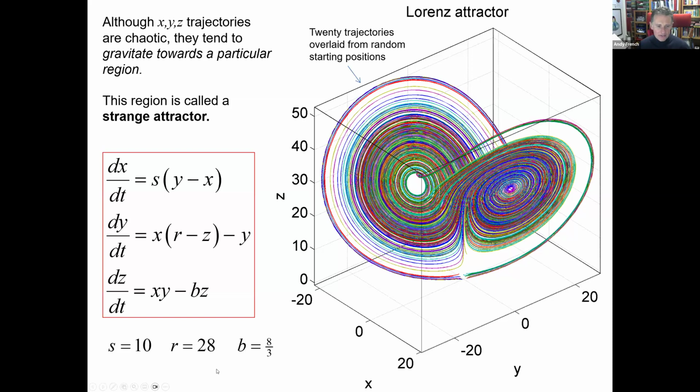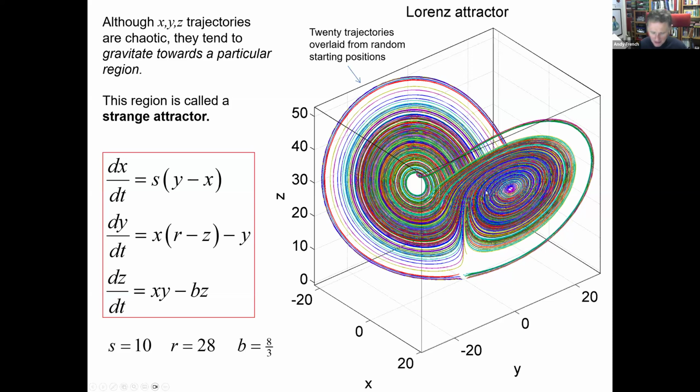So you get a different butterfly depending on what these S, R, and B parameters are. It's a bit exotic why I've chosen these numbers, but that's from Shaw's book. But basically, once you fix those parameters, you've got the same set of equations. It doesn't matter where you start, you end up somewhere on this.